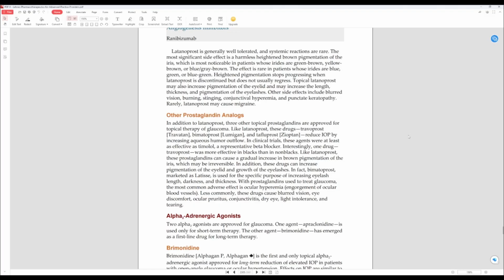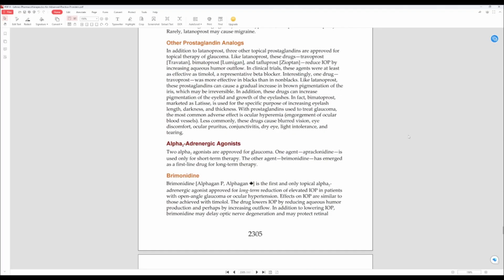Topical latanoprost may also increase pigmentation of the eyelid and may increase the length, thickness, and pigmentation of the eyelashes. Other side effects include blurred vision, burning, stinging, conjunctival hyperemia, and punctate keratopathy. Rarely, latanoprost may cause a migraine.